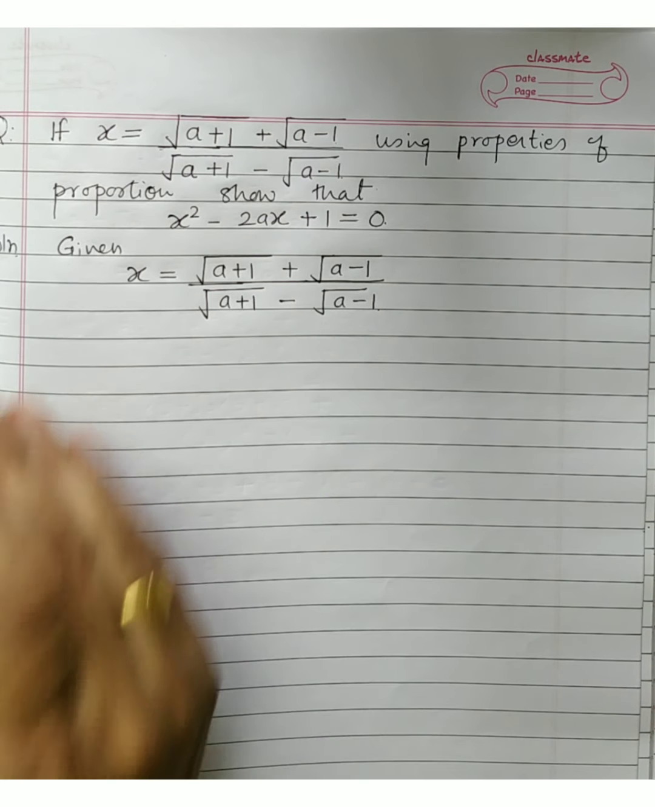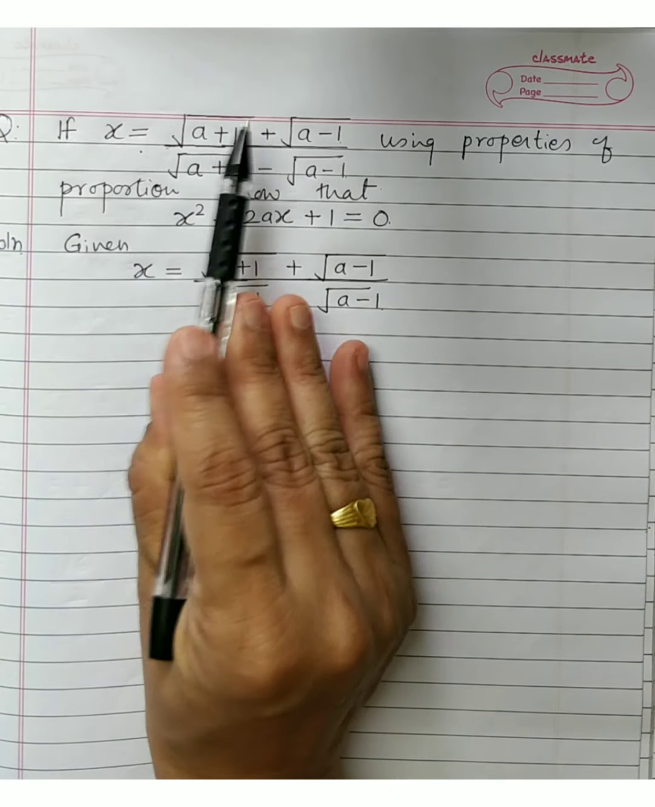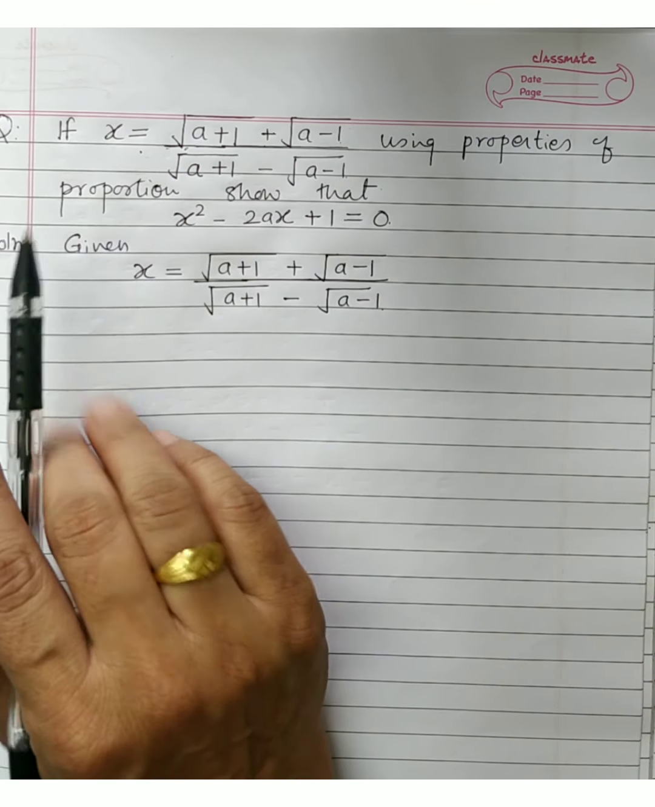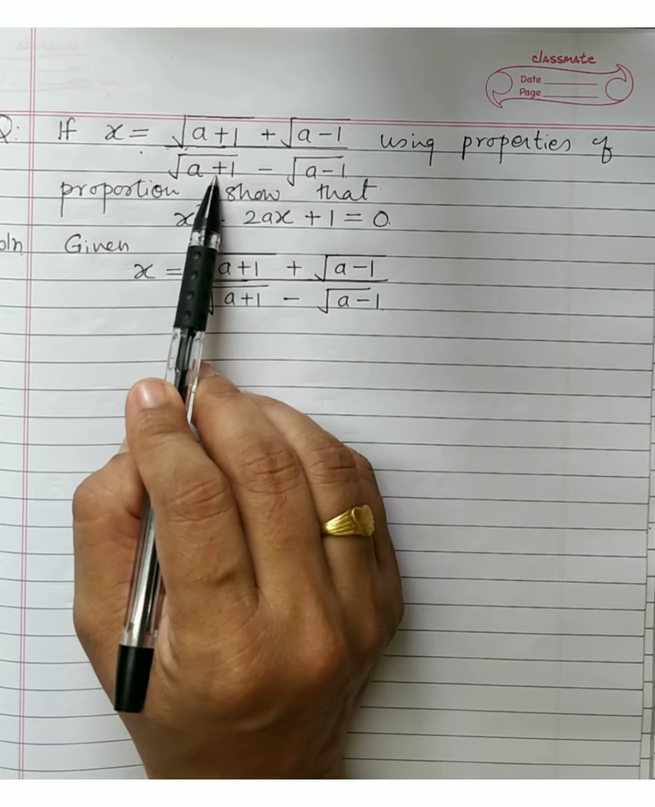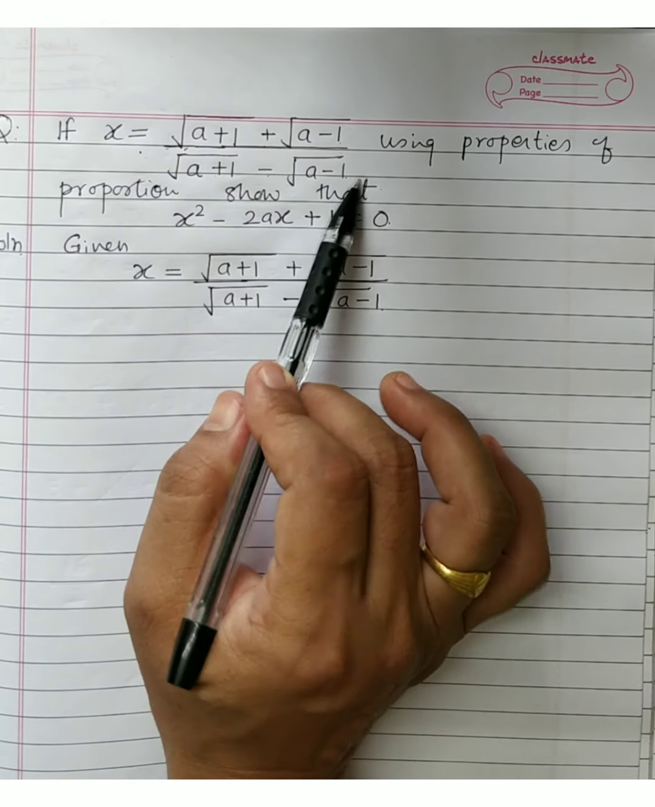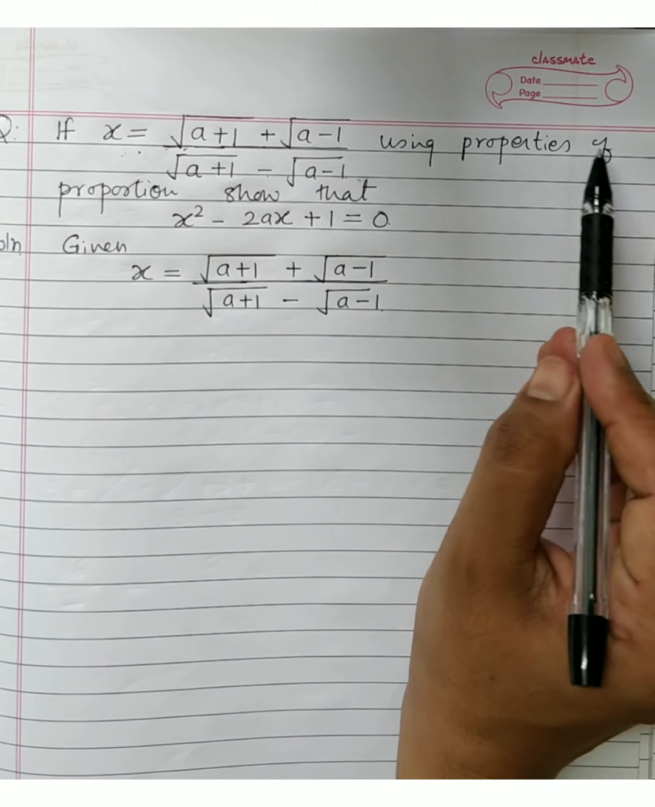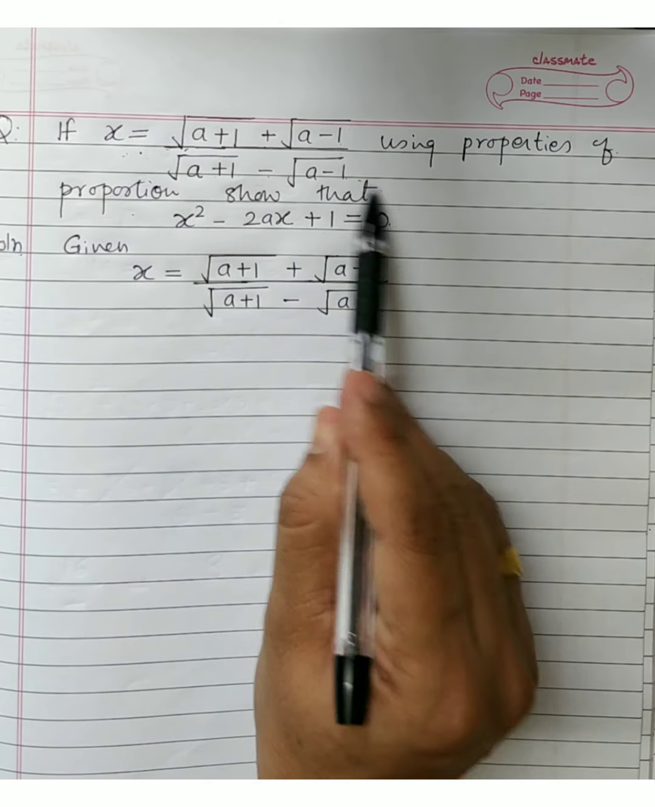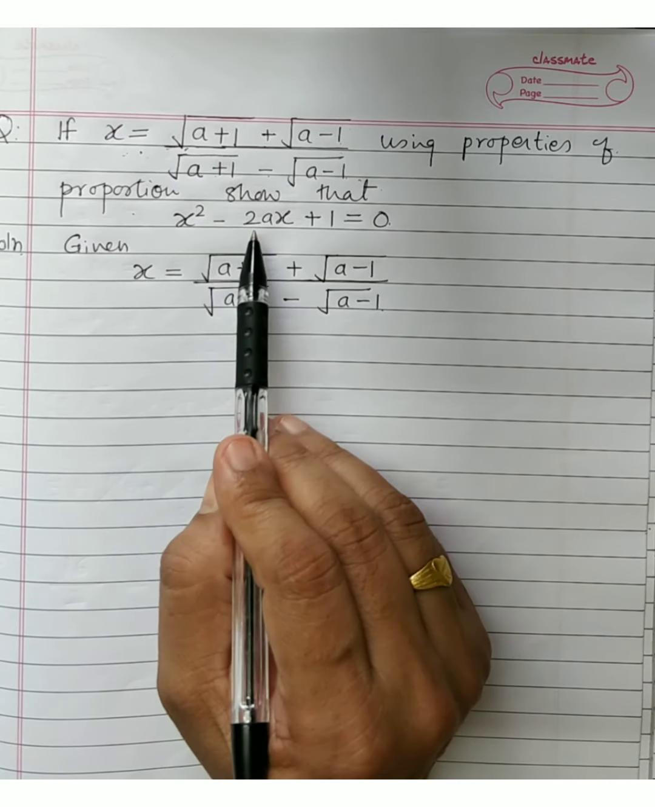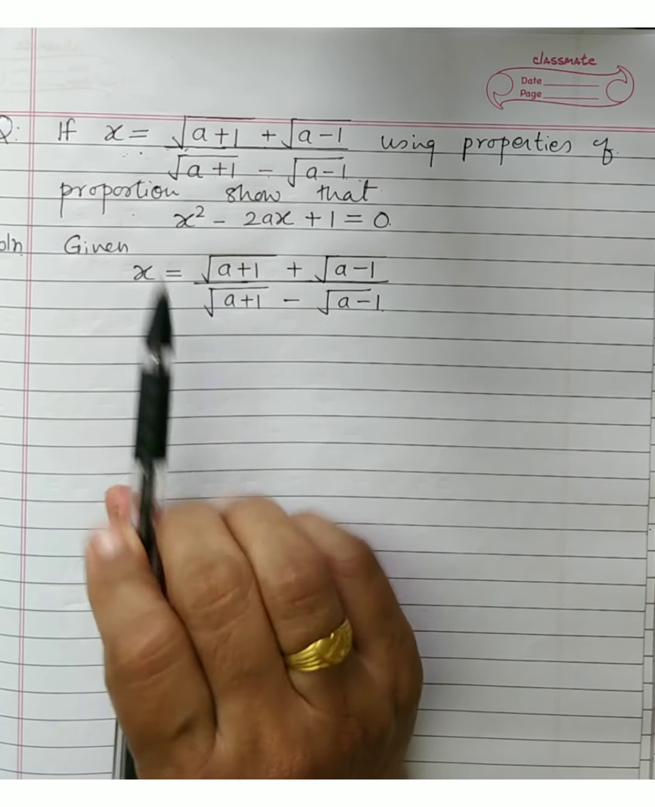Next, if x equals root a plus 1 plus root a minus 1 upon root a plus 1 minus root a minus 1. Observe the arrangement of terms. This is given. Then using properties of proportion, you need to prove that in this case x square minus 2ax plus 1 is 0.